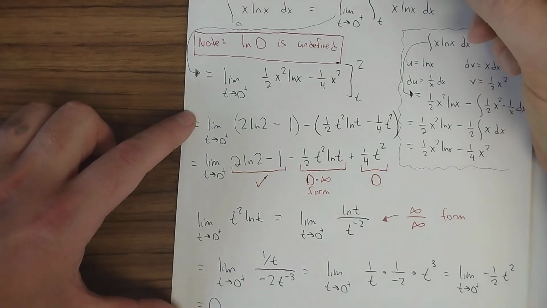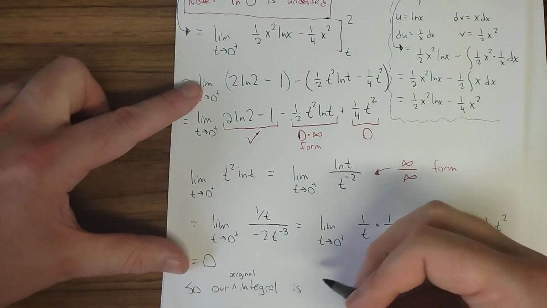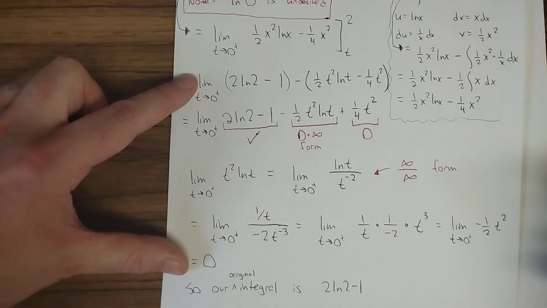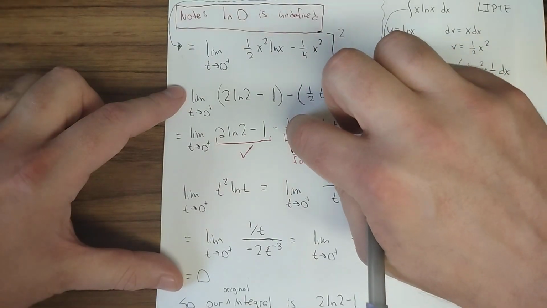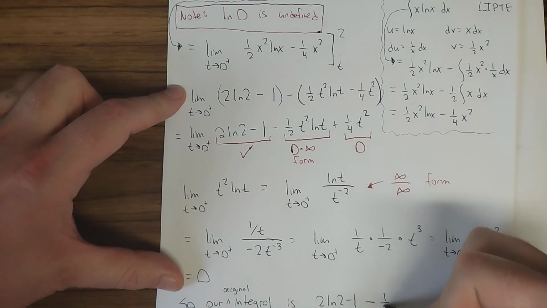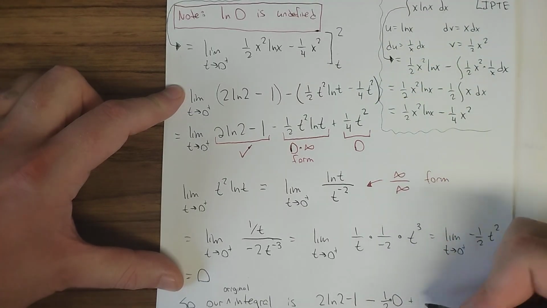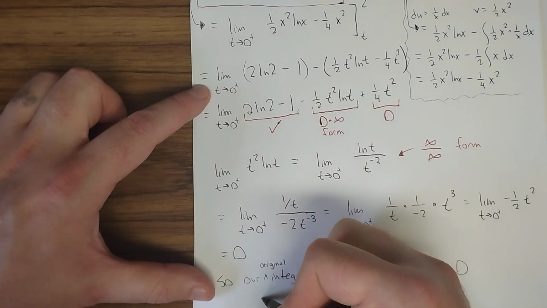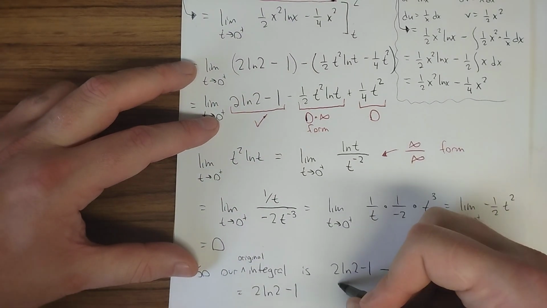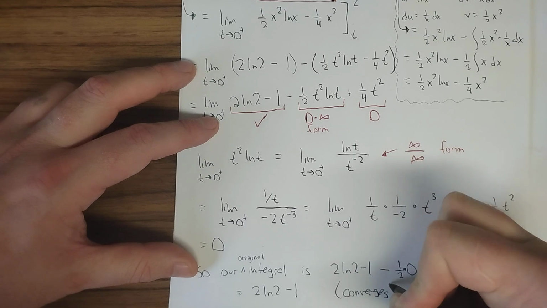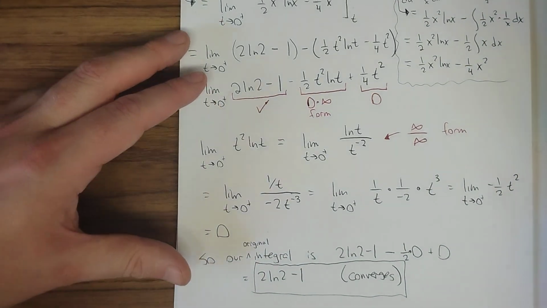So our original integral, the one we were originally asked to find, is, okay, nothing happens there, 2 ln 2 minus 1, and then I'm going to minus this, which is 0, but yeah, like I said, we have to remember that 1/2 is there, but half of 0 is still 0, and then plus this, which we knew was 0 a while ago. So I get 2 ln 2 minus 1, which is finite. So this one converges, and the value is 2 ln 2 minus 1.